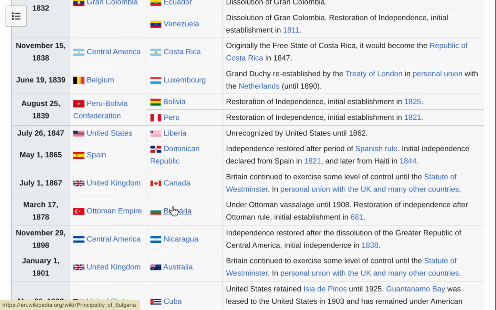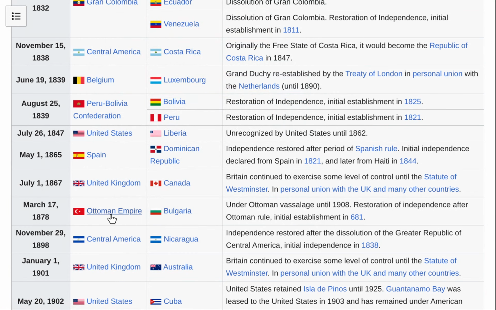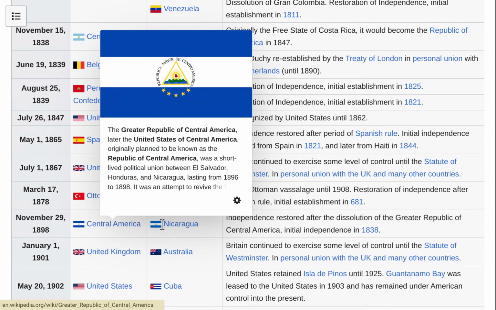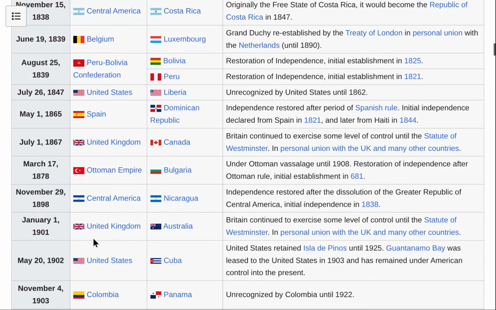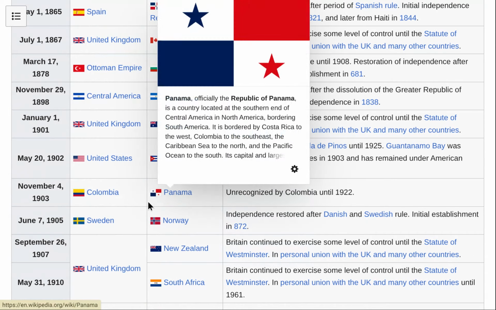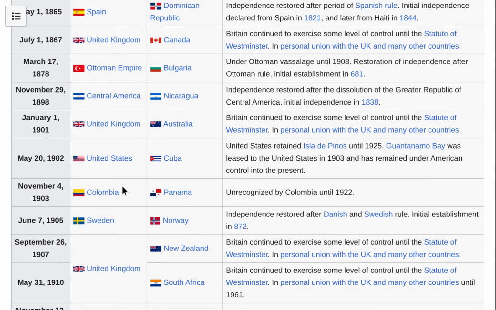Okay, so Bulgaria was actually in the Ottoman Empire, which is the Turkish Empire I already told you guys about. We know what Central America is. There's Nicaragua. United Kingdom once owned Australia. Nah, bro, that's crazy. United States owned Cuba. Okay, I kind of get it. Colombia owned Panama, which is pretty crazy, because that means Colombia was also part of Central America and South America.